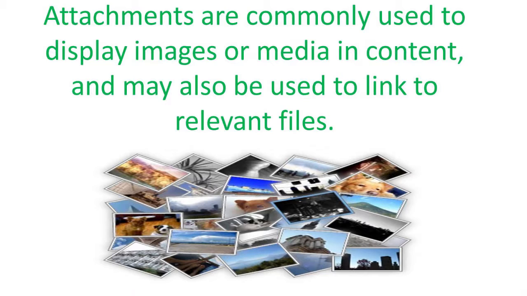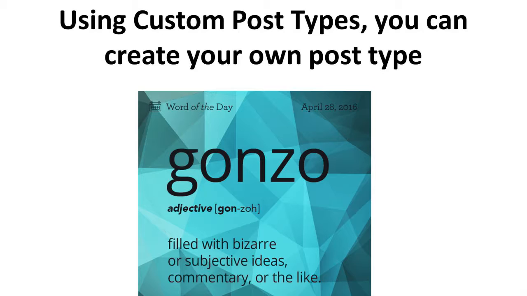Attachments are commonly used to display images or media and content, and may be used to link relevant files. Their features are: they contain information such as a name or description about the files uploaded through the media upload system. For images, this includes metadata that is stored in the wp_postmeta table, including size, thumbnails, location, etc. The template files that display the attachment post types are MIME_type.php, attachment.php, single-attachment.php, single.php, and index.php.